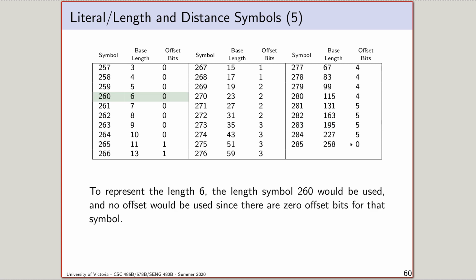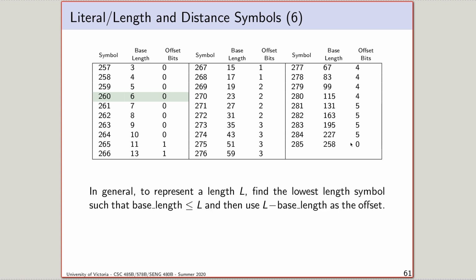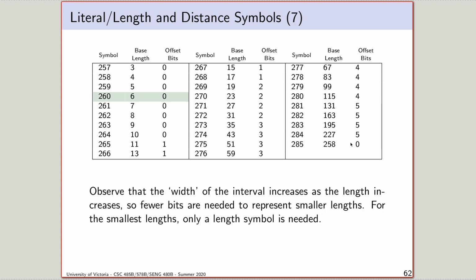For these symbols that only have one length, so base length is 6 and offset bits is 0, you don't need any extra bits. You just encode the length symbol and that's it. So this is belaboring the point a bit more than I would have.